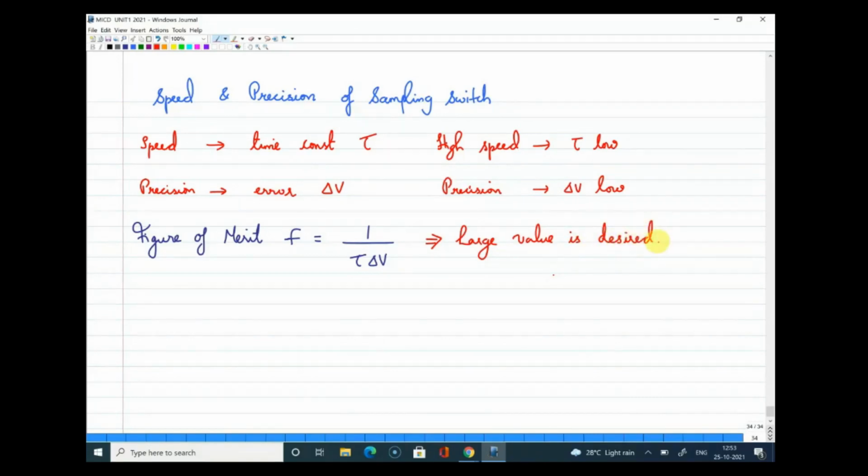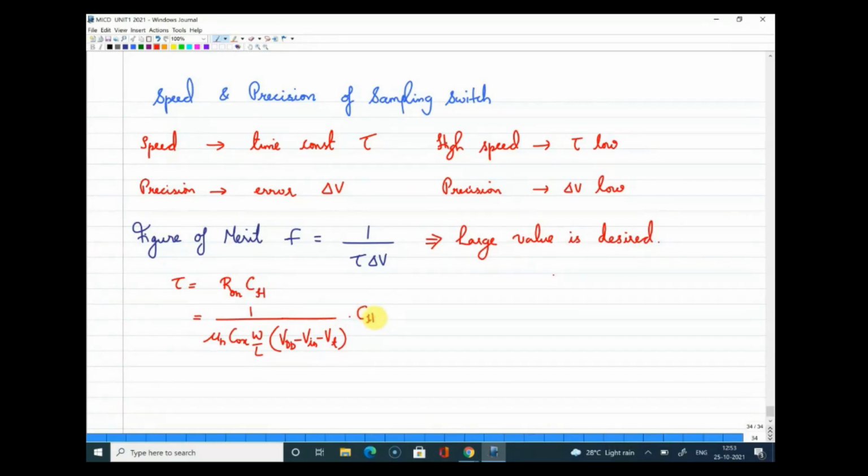Right. Now let us bring in equations here. So tau is RC. In this case it is R_on into C_H, where R_on is the on resistance of the MOSFET switch, which can be further written as 1 by mu_n Cox W by L into (VGS minus VT), which can again be written as (VDD minus V_in minus VT). This is your R_on into C_H. So C_H, I'll leave it as it is.